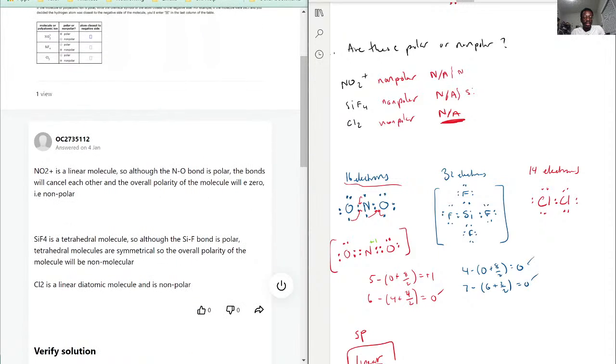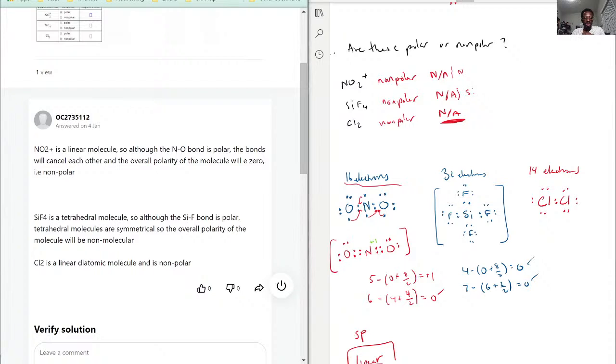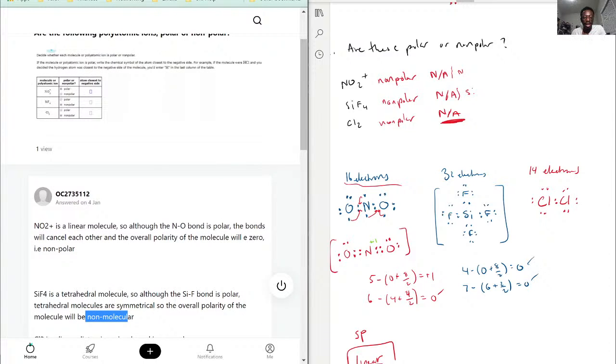We have that it's a linear molecule, so although the bonds are polar, the bonds will cancel each other out. So the overall polarity will be 0, non-polar. This is also going to be non-polar, and this is going to be non-polar as well. So it doesn't really answer the question of which atom is close to the negative side.